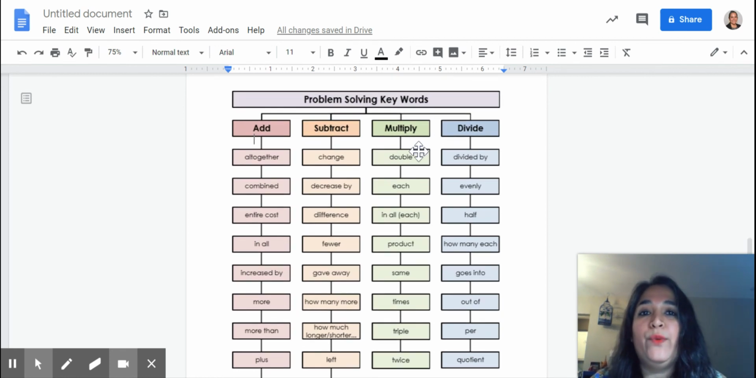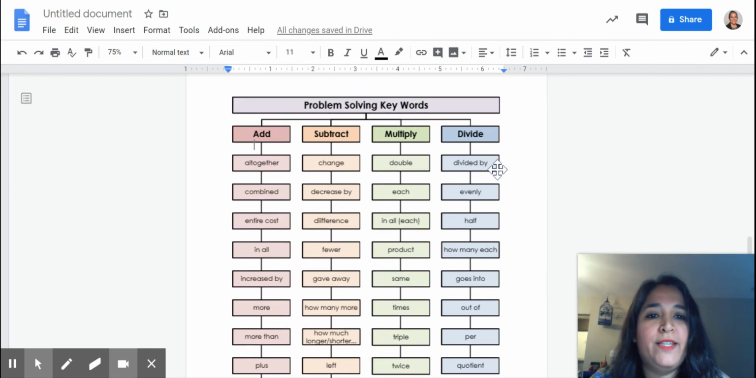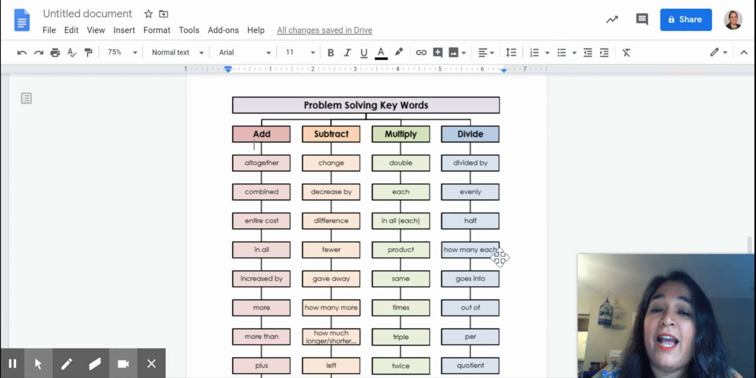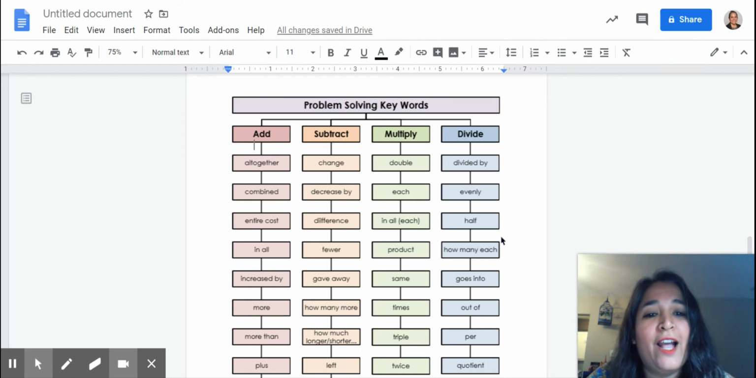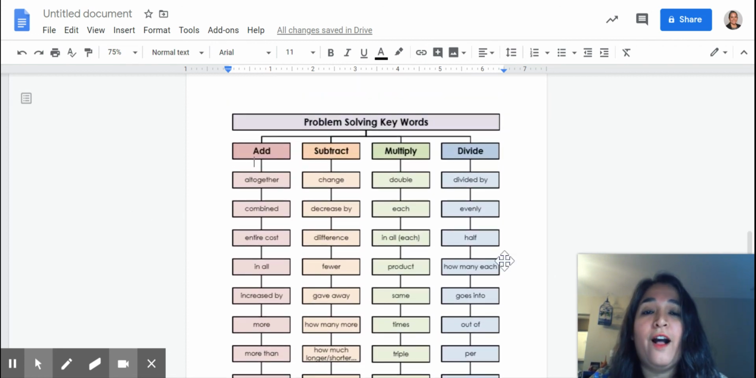For multiplication, we might see double, which means times 2. We may see each, in all, or each. We may see product, same, times, triple, or twice, which also means times 2. And for division, we may see words like divide by, evenly, half. Half means divide by 2. How many in each, goes into, out of, per, or quotient. So those are all the keywords that would tell us about division.